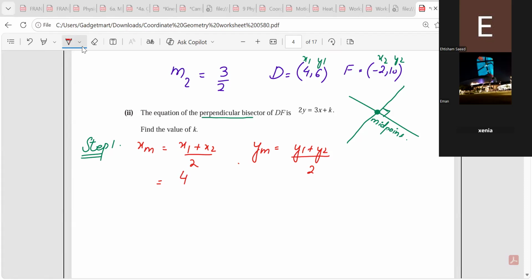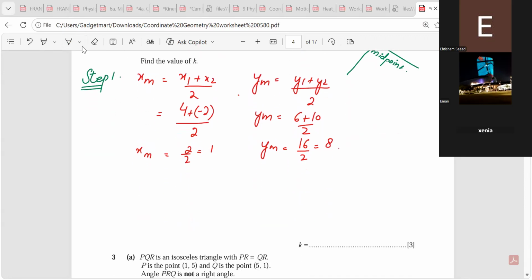So let's see what is x1. x1 is 4, x2 is minus 2. So I am putting the bracket and then minus 2. ठीक है? Same goes with y. So y1 is 6, y2 is 10 divided by 2. So this becomes 4 minus 2 divided by 2. So 2 by 2 is equal to 1. And this becomes 16 divided by 2, that is equal to 8. ठीक है जी. So we have got the midpoint coordinates, that is 1 and 8.